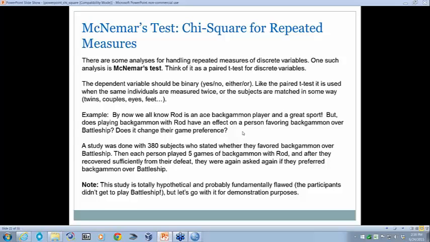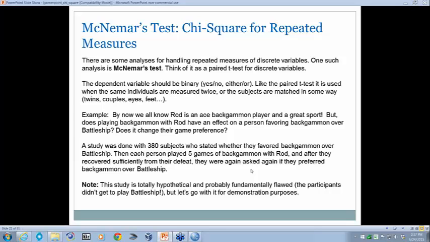By now, we all know that Rod is an ace backgammon player, and he's a great sport. But does playing backgammon with Rod have an effect on a person favoring backgammon over Battleship? Does it change their game preference? So in our study, we took 380 people who stated whether they favored backgammon over Battleship. We just asked them, okay, 380 people, which do you like better? And they told us, so we took note of it. And then each person played 5 games of backgammon with Rod. Boy, was he busy. He's tired. But after they recovered sufficiently from their defeat, they were asked again if they preferred backgammon over Battleship.